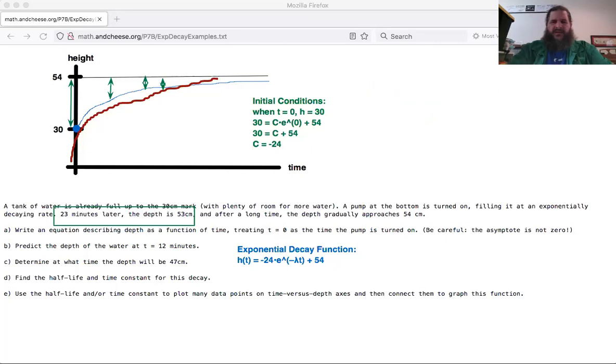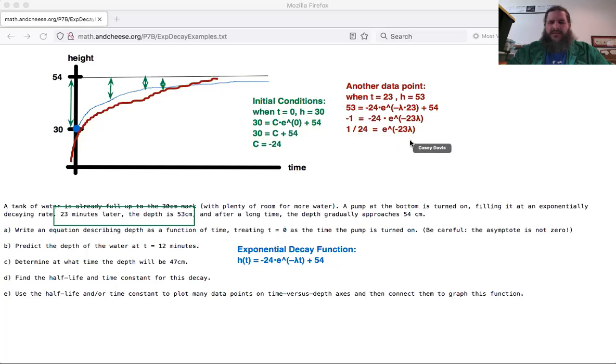Right, divide by 24. The negatives cancel, or divide by negative 24. Yeah, the negatives cancel out. So we get 1/24 equals e to the negative 23 lambda. And then what? Yeah, take the logarithm of both sides.